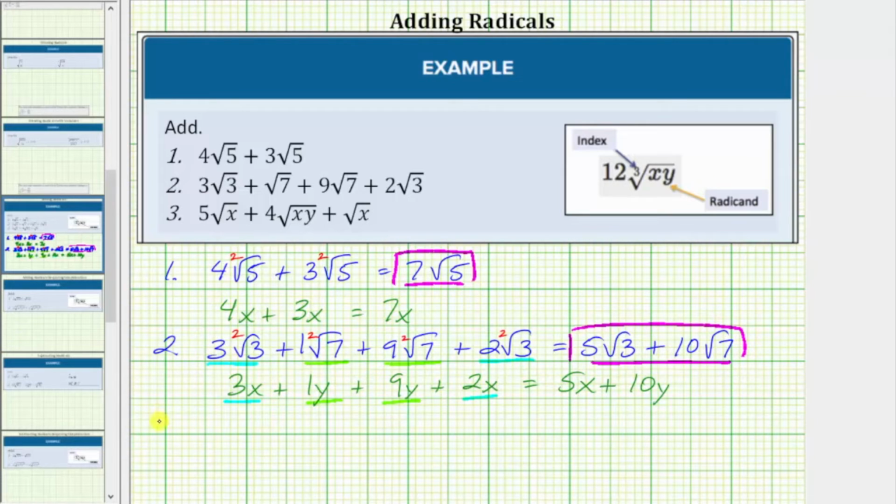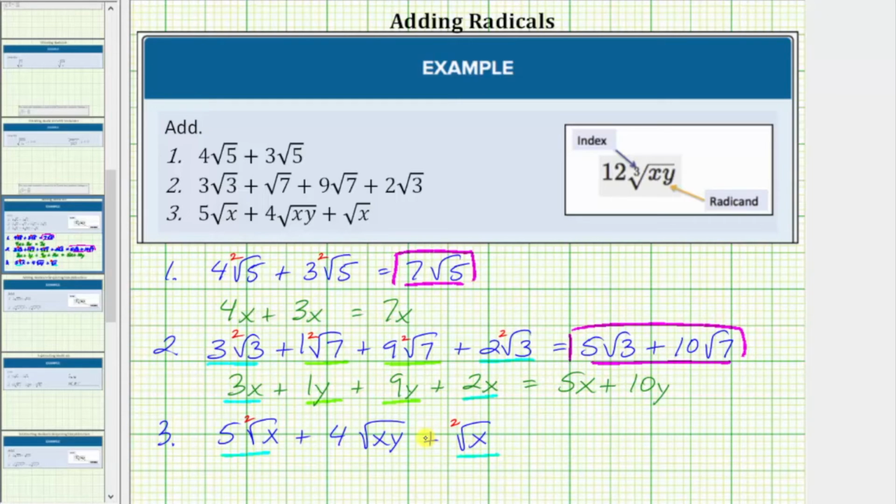For the last example, number 3, we have 5 square root x plus 4 square root xy plus square root x. Remember, like radicals have exactly the same radical part, so for this expression, only the first radical and the third radical are like radicals. Both have an index of 2 and a radicand of x. Notice for this radical, the index is 2, but the radicand is xy, not x.